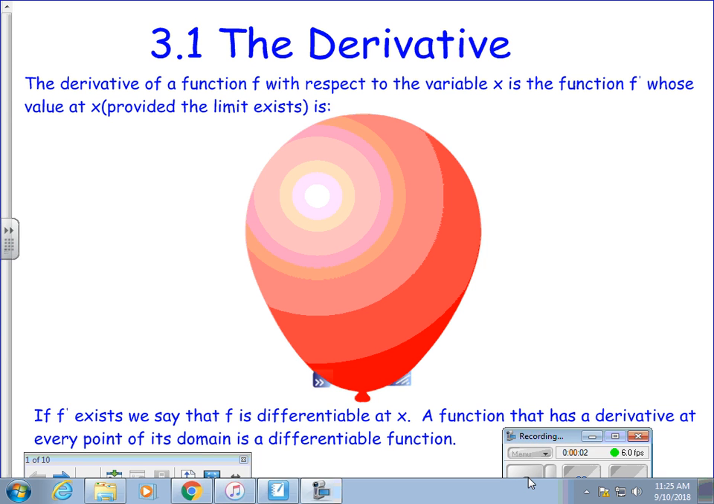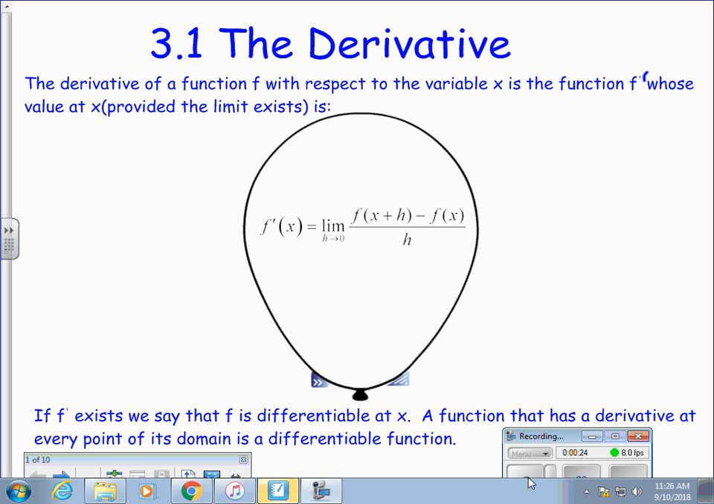Here we go. Section 3.1, the derivative. The derivative of a function with respect to the variable x is the function f prime. I don't think you can see that here. It's the function f prime. There's a little prime on there. Okay. Whose value at x, provided the limit exists, is given as such. This is the definition of the derivative. F prime of x, the derivative of f, with respect to x.